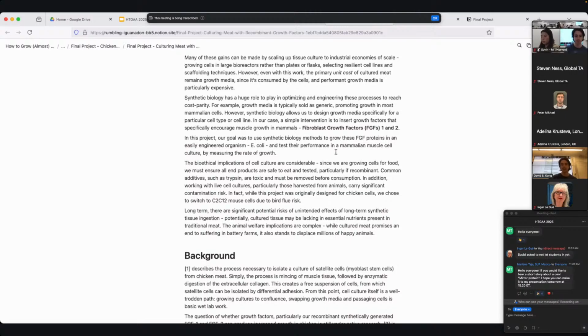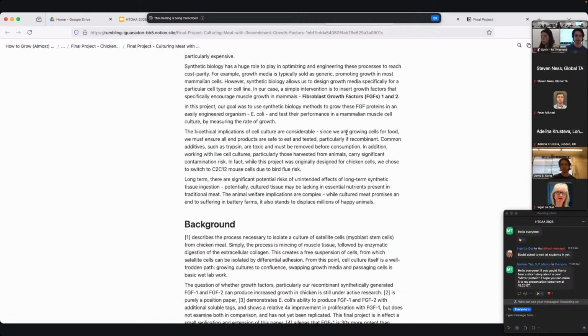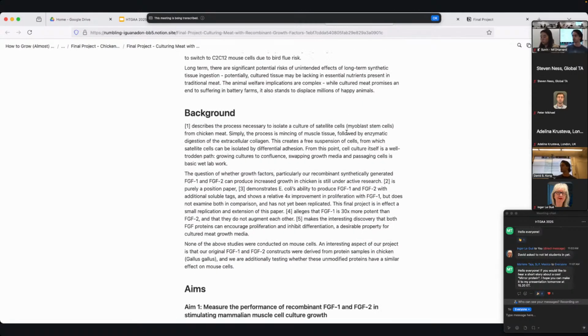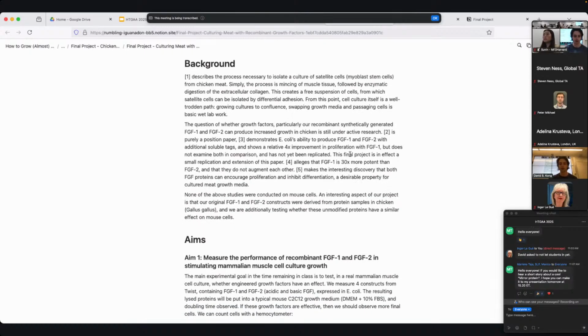So the idea basically was to add these growth factors to cell media and see if it increases growth. This has been done before in the literature, not quite with FGF1, I think, just FGF2 and in bovine, chicken and salmon cells, here using mouse cells. So no one's done quite what I'm doing, but it's been well characterized.